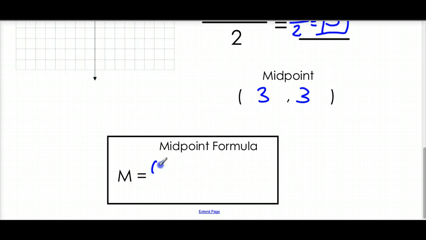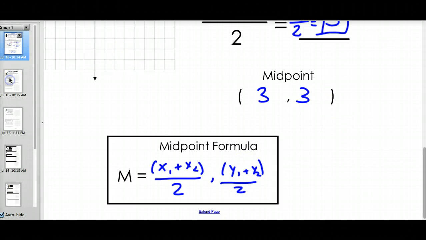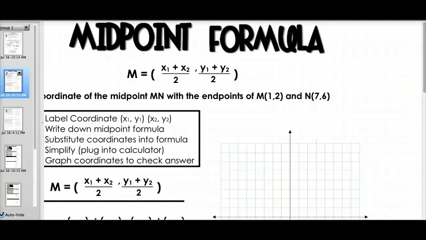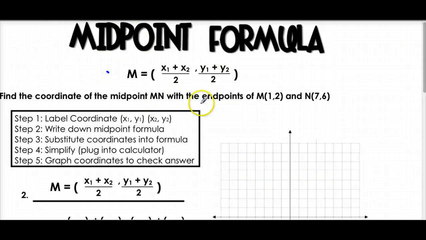What we have to do is add our 2 x's, x1 plus x2, right? And divide that number by 2, and that's our x coordinate. And then we have y1 plus y2, and we divide that number by 2, and that's our y coordinate. And that's our midpoint formula. Done did it. So let's try it. Let's see if this actually works on other problems.